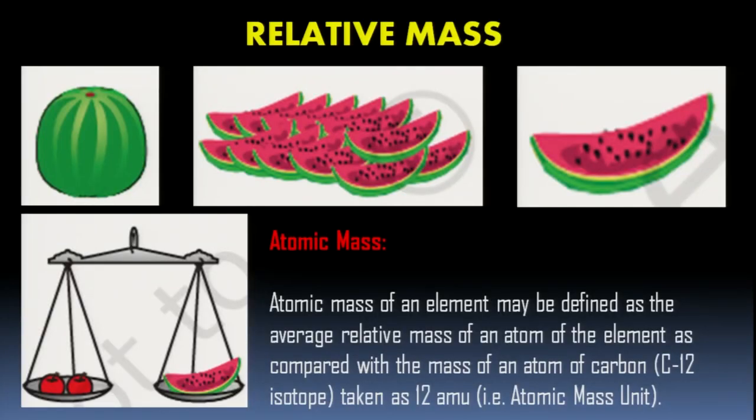Okay, one atomic mass unit. Now, one atomic mass unit was taken to be 1 by 12th of the mass of a carbon 12 atom. Okay, children, see, 1 by 12th of C12 was taken to be the standard for measuring the atomic mass unit. And the atomic mass of carbon was considered to be 12 AMU. What is that AMU? AMU means atomic mass unit. So, children, how do we define atomic mass? The atomic mass of an element may be defined as the average relative mass of an atom of the element as compared with the mass of an atom of carbon, that is the C12 isotope, taken as 12 AMU, that is atomic mass unit.